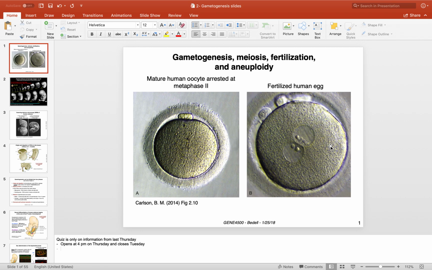Now, if you looked at the title of this topic on the class schedule, it didn't include aneuploidy, so I've included some things on aneuploidy here that I normally would have in a separate lecture, but got it all in together. Before we do that, though, you haven't seen this. It's been playing on a loop.